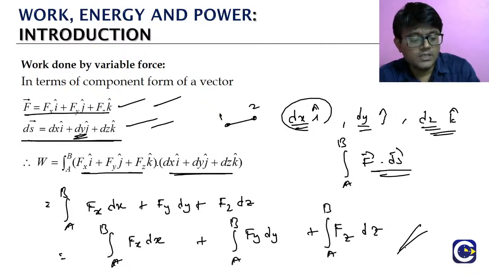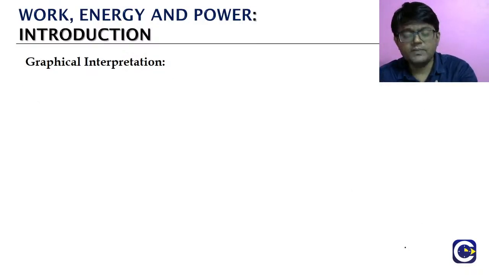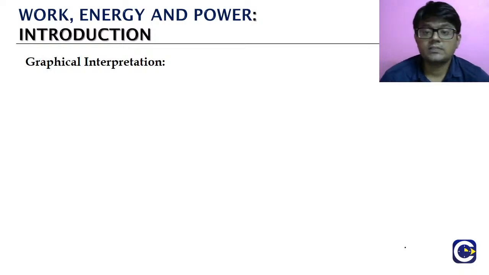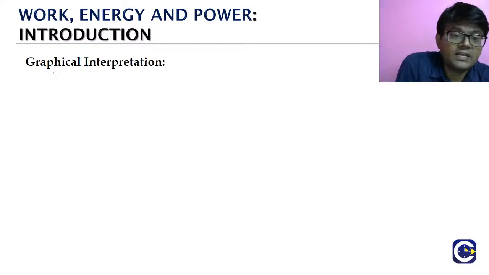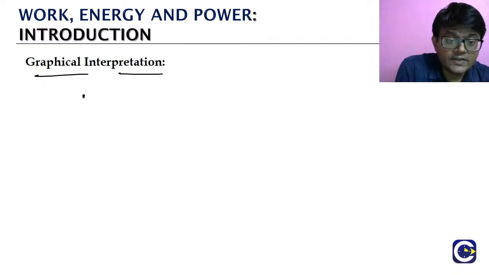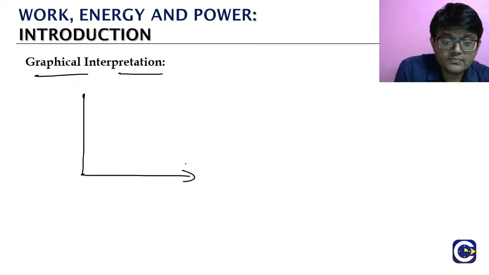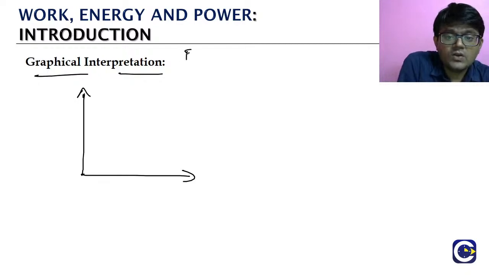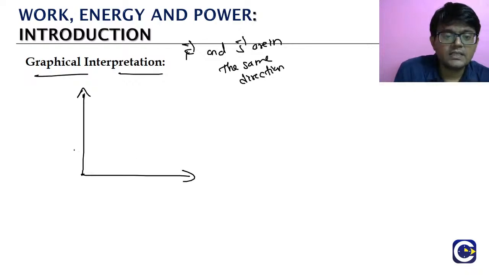Okay, now we said we can find out the work done in case of a variable force by using graphical interpretation or graphical analysis. So for this, say force and displacement are in the same direction, then imagine we have the force and position graph given.